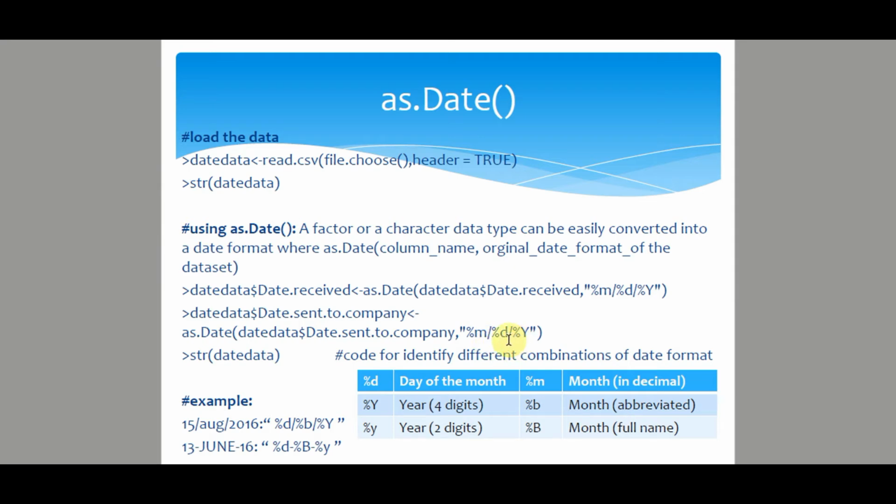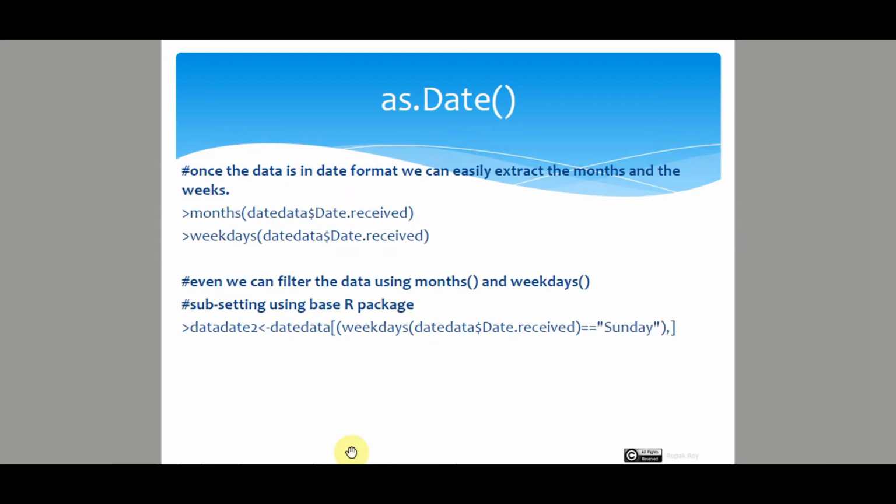Now use str to validate the conversion to date format. These are the list of codes to identify different combinations of date format. For example, if we have this, then we have to write in this format to identify the date format, and for this it is this. Once the date is in date format, one can easily extract the months and the weeks.